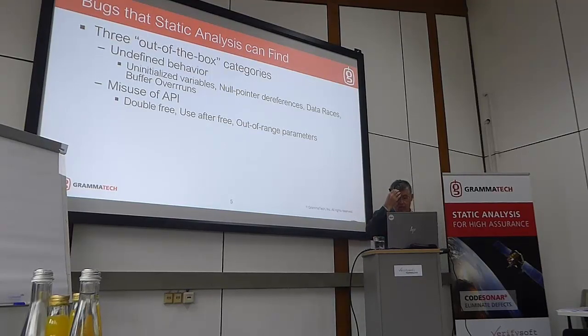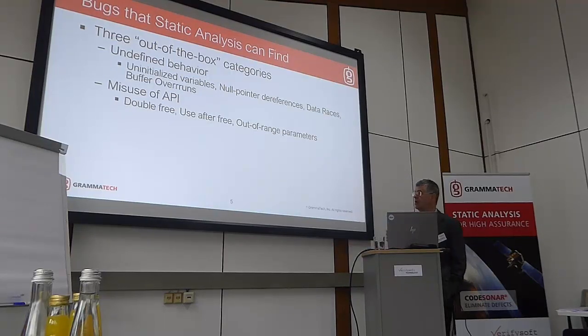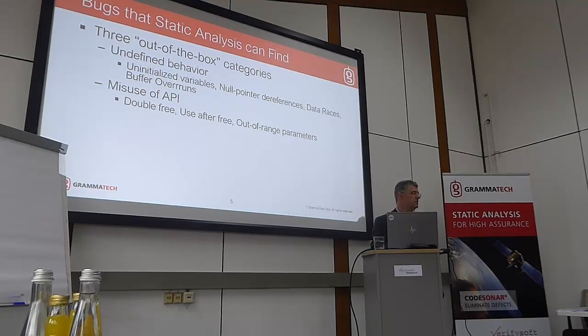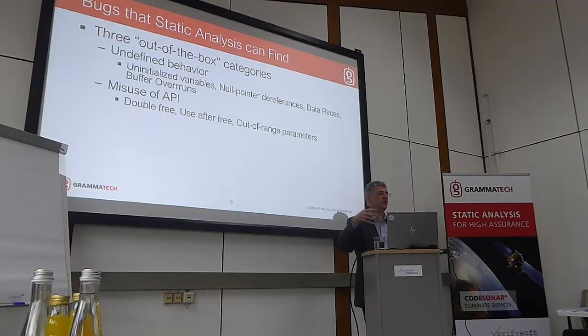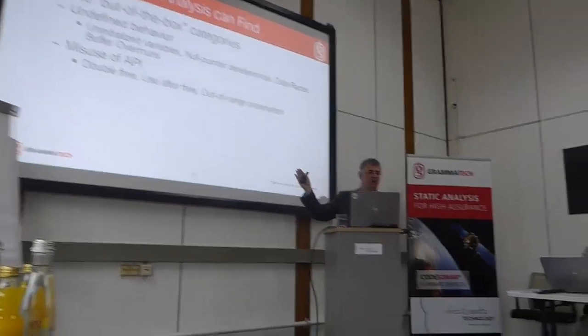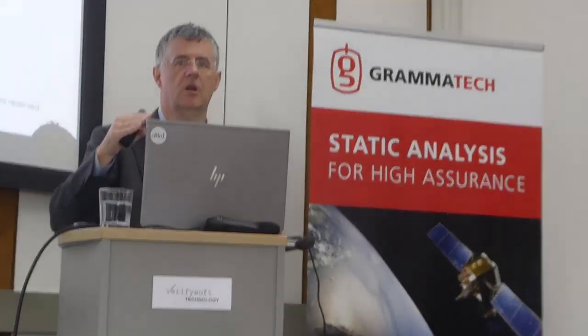So the consequences of the misuse of API can be just as bad as the previous one, but we think of them in a different category. A good example of this is if you close a file descriptor twice, that's illegal. The consequences are going to be dependent on the particular implementation of the C library that you have, but it's definitely a bug.